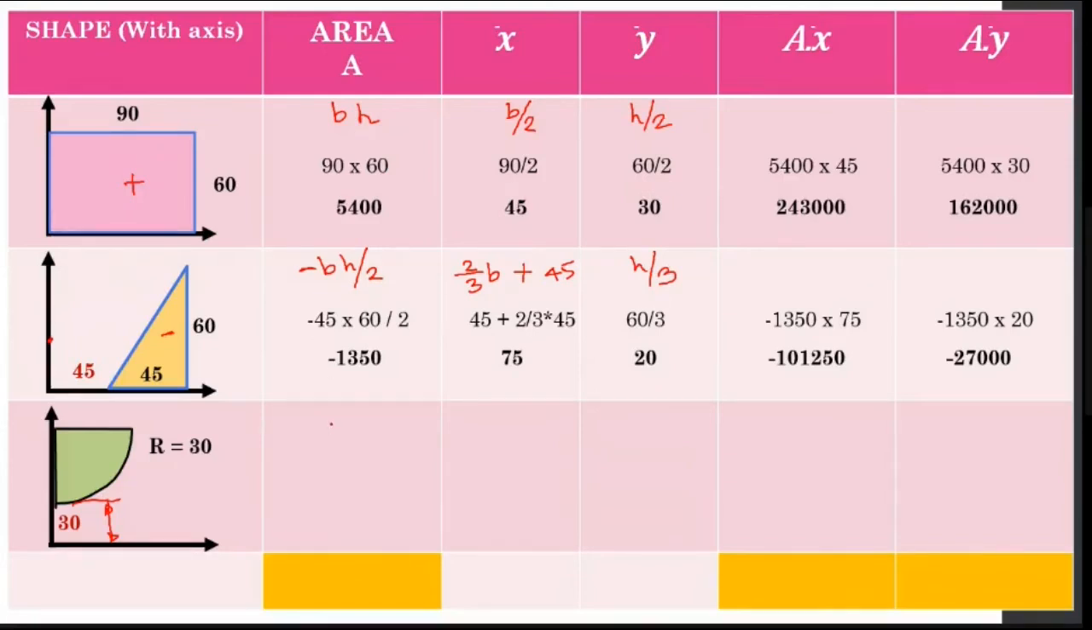So now area, you know that it is pi r square by 4, which is minus. Why did I put minus? Because again, we are subtracting it. Okay, minus pi into 30 square divided by 4. What is the value, right? Like x bar, you know that it is 4r by 3 pi, so it is 4 into 30 divided by 3 pi. What is the value? Y bar, again, that is also 4r by 3 pi.